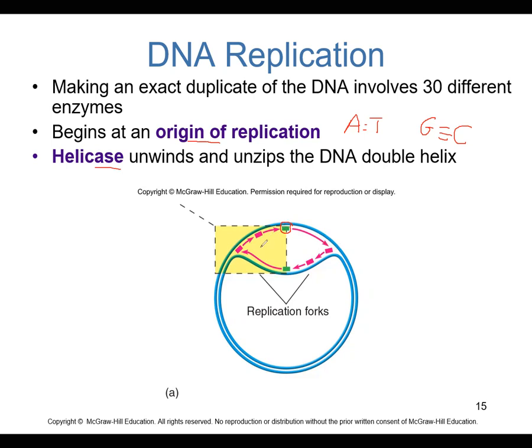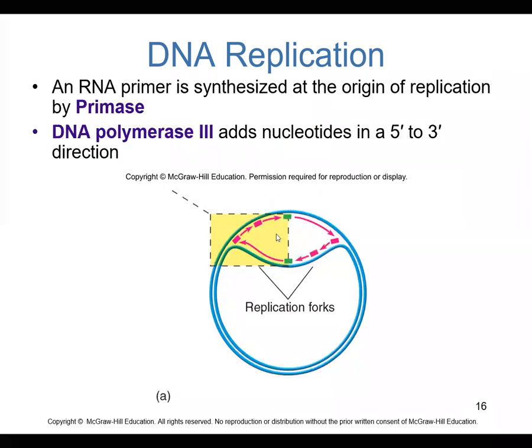There's going to be one going this direction and one going over here to unzip the DNA. Since this is the origin of replication, replication is going to start at these points on each strand. Now, before replication can happen, it's got to unzip. So we did the helicase.